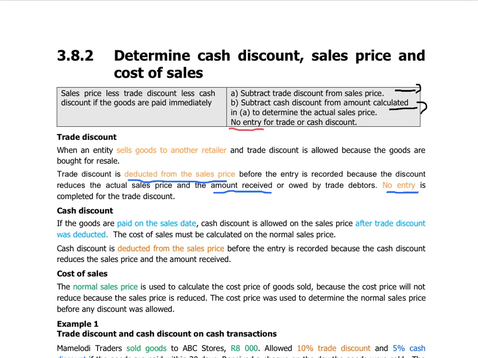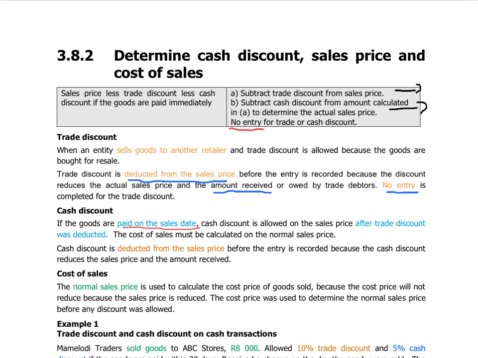Cash discount can be allowed when goods are sold to motivate the customers to pay for the goods immediately, to improve the cash flow of the business. If the goods are paid on the sales date, the date when it is sold, it is recorded as a cash transaction. The cash discount will be deducted immediately.